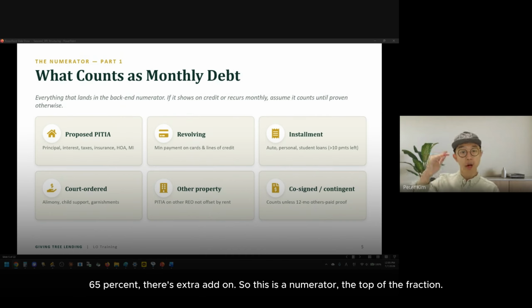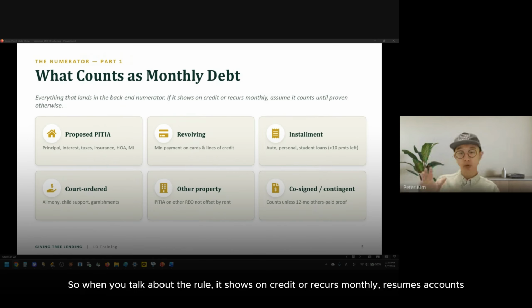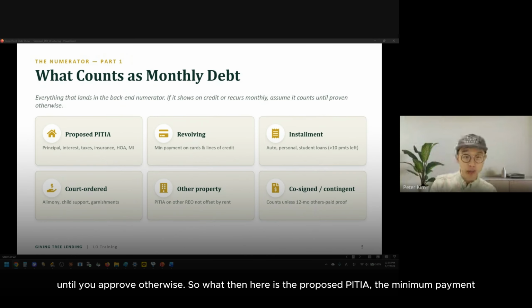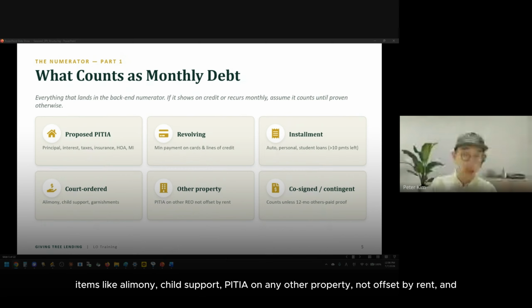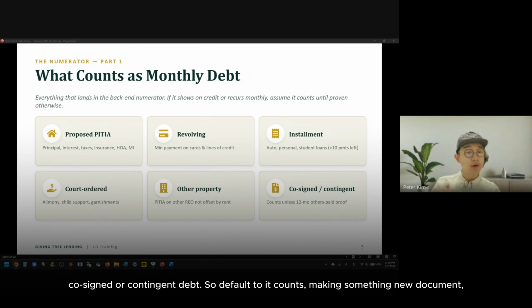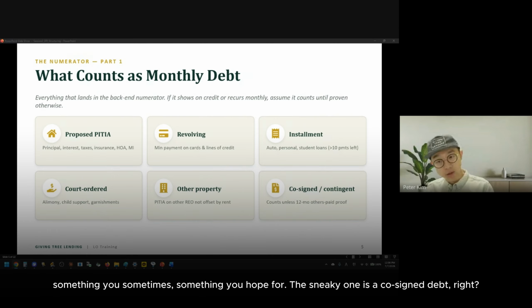So this is the numerator, the top of the fraction. The rule is: if it shows on credit or recurs monthly, it counts until you prove otherwise. What lands here is the proposed PITIA, the minimum payment on revolving cards and lines, installment debt with more than 10 payments left, court-ordered items like alimony and child support, PITIA on any other property not offset by rent, and co-signed or contingent debt. So default to it counts, and make exclusions something you document, not something you hope for.